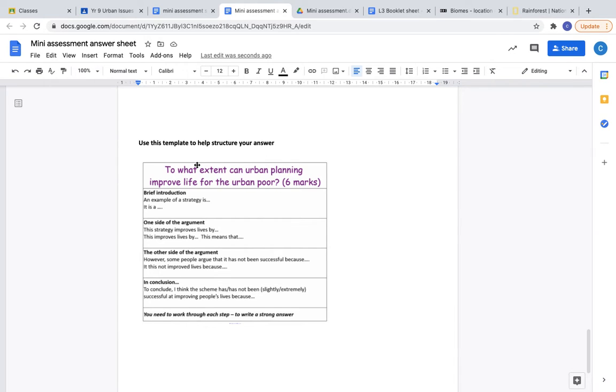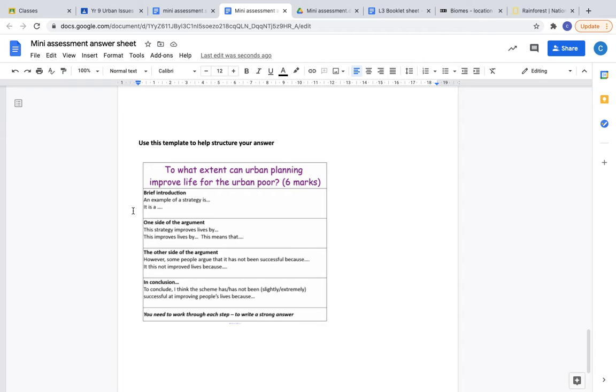So just to go back to the question quickly, we're looking at to what extent, so we need to have a balanced argument here. To what extent can urban planning improve life for the urban poor? So do we know an urban planning scheme in Lagos that we can use as an example for this? We do, and it's called Tempo Housing. So what we're going to do here is use Tempo Housing to discuss both how it improves the lives and how some people might suggest it doesn't improve lives. And we need to also then have our own opinion about how good this scheme is at improving people's lives.